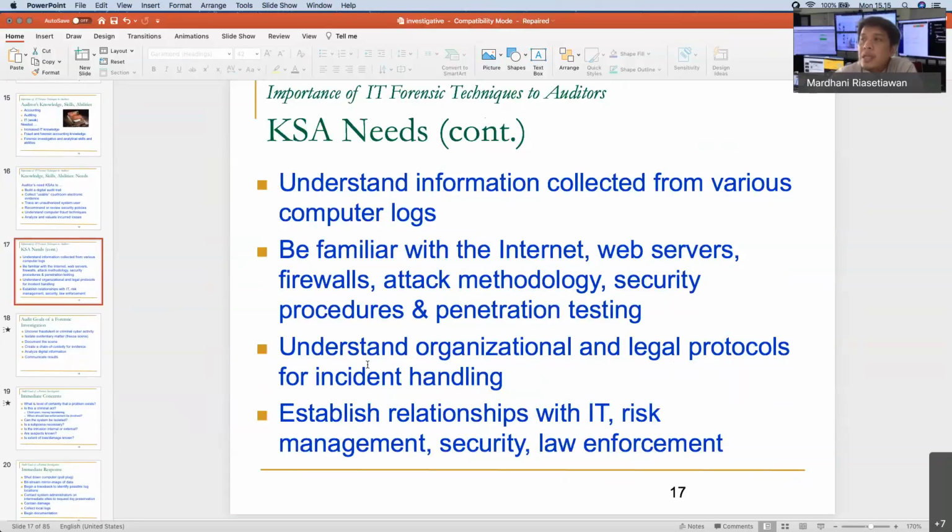And also, we need to understand organization and legal protocol for incident handling. And then establishing relationships, because it is very important to have a good relationship with many stakeholders, because we need all the information that we need to construct the evidence.